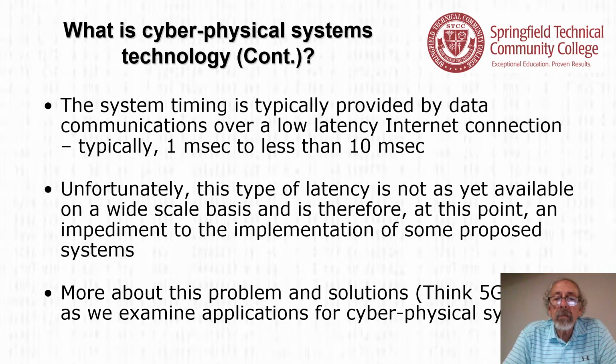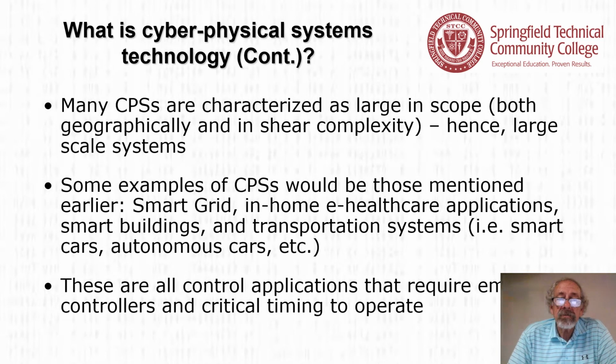The system timing is typically provided by data communications. Usually that's over a low latency internet connection, typically 1 millisecond to less than 10 milliseconds. And people talked about some applications that will need faster times than this, or lower latency. Unfortunately, this type of latency is not as yet available on a wide-scale basis and is therefore, at this point, an impediment to the implementation of some proposed systems. More about this problem and solutions, you should think 5G, as we examine applications for cyber-physical systems. So, let's take a look at some of these things people have proposed.